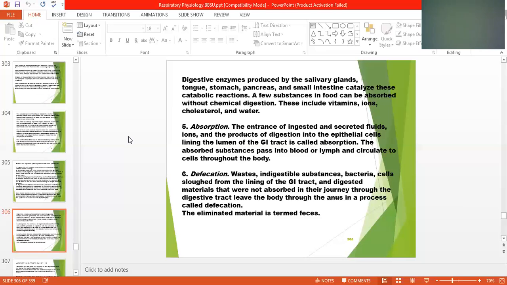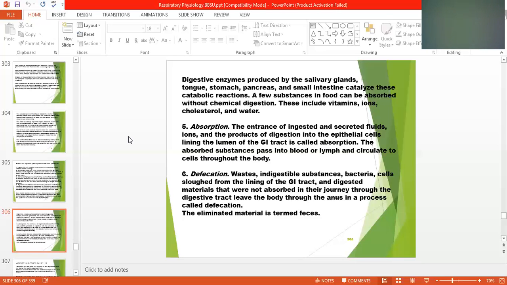So when this ingested food enters the intestine, it goes from the duodenum to the jejunum and from the jejunum to the ileum. At the site of the ileum, there are epithelial cells lining the lumen of the GI tract, where absorption takes place. The absorbed substances pass into the bloodstream or lymph and circulate through cells throughout the body.